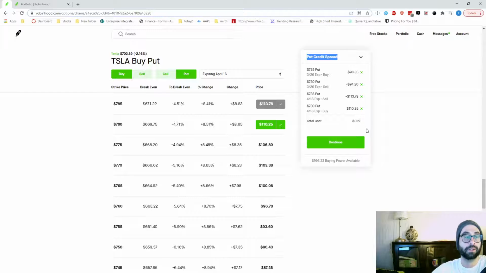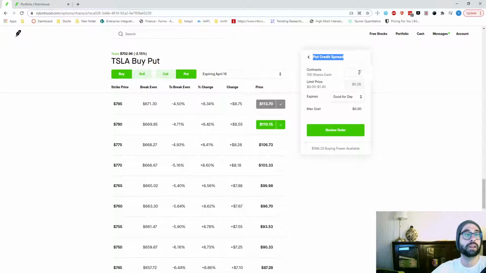Right now, it depends on the ticker. Tesla, Amazon, those types of stocks are going to jump around a lot, but other tickers don't jump around so much. So I'm just going to hit continue. Now I'll do one because I only had one contract.